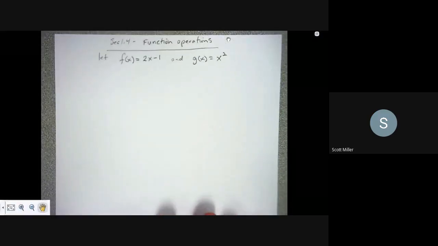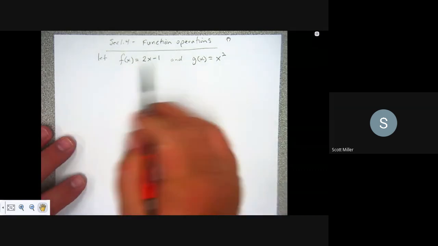All right, so today we're going to be looking at section 1.4, function operations. I've given us two example functions that we're going to use to illustrate this. Function operations means we're going to be adding, subtracting, multiplying, and dividing functions. And then after that, we're going to be doing a thing called composition of functions. We're going to use these two functions right here.